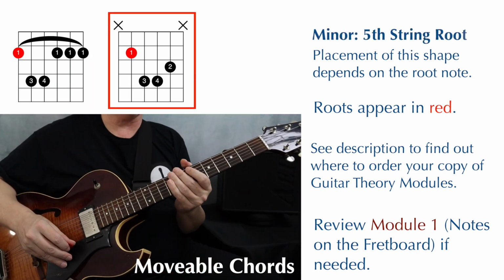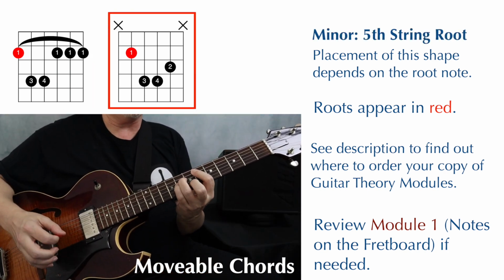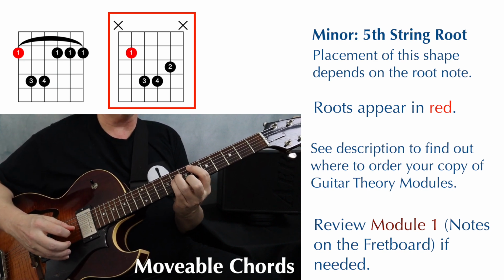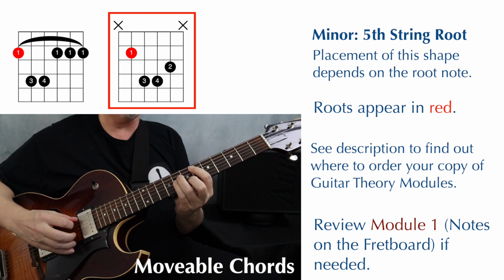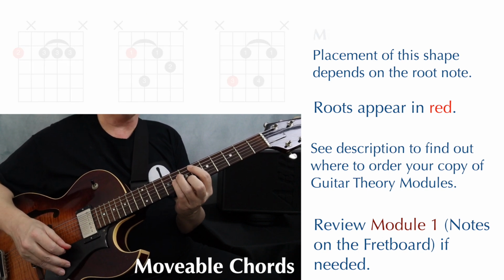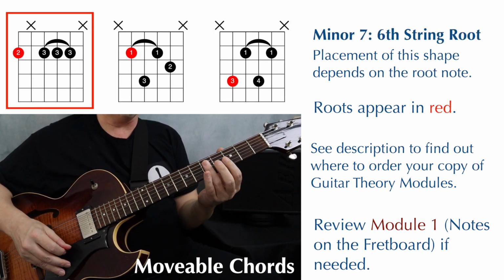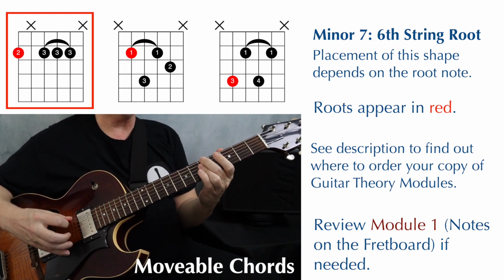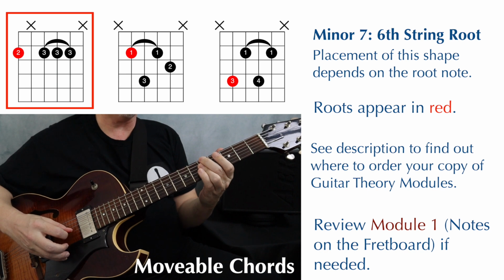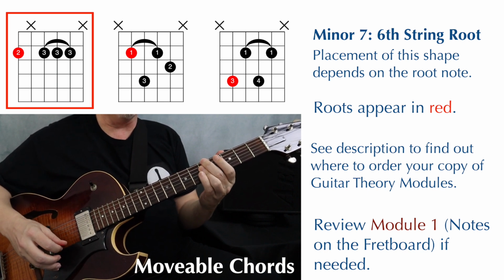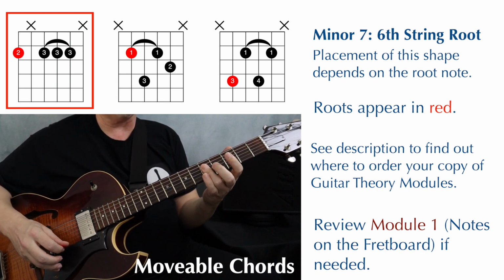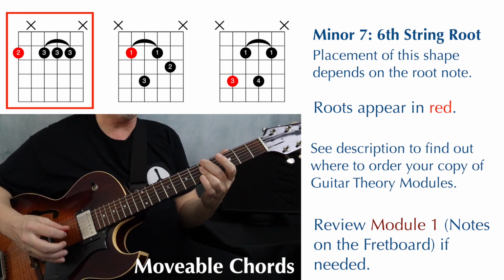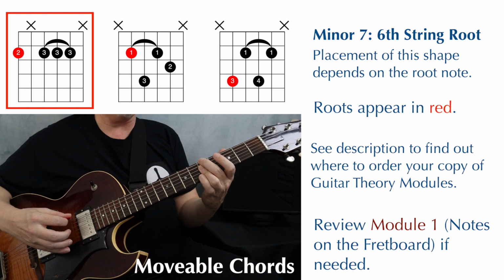Here's a minor shape you can play with the root on the 5th string. Fingers 1, 3, 4, and 2. Here's a minor 7 shape you can play with the root on the 6th string. This is fingers 2, 3, 3, and 3. So finger 3 bars across strings 2, 3, and 4. Finger 1 goes over the top of finger 3 to give it a little bit of support and to play the root note.